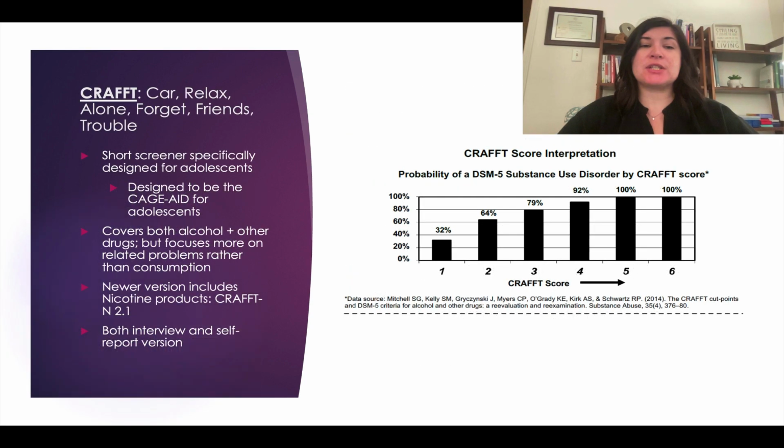The CRAFFT, which stands for Car, Relax, Alone, Forget, Friends, Trouble, is a short screener specifically designed for adolescents. It is designed to be kind of a CAGE-AID for adolescents. It covers both alcohol and other drugs, but focuses more on problems related to consumption. There are some newer versions called the CRAFFT-N 2.1, which focuses on nicotine products. And this can be used in both an interview style or self-report. And as you see in this graph, it can predict the percentage of substance use disorders from the DSM pretty heavily after somebody scores over a 4.